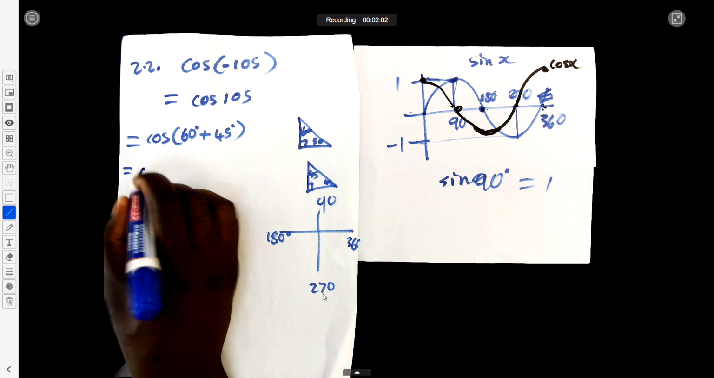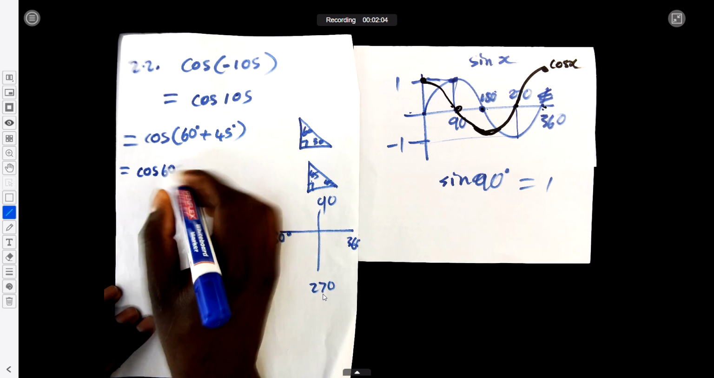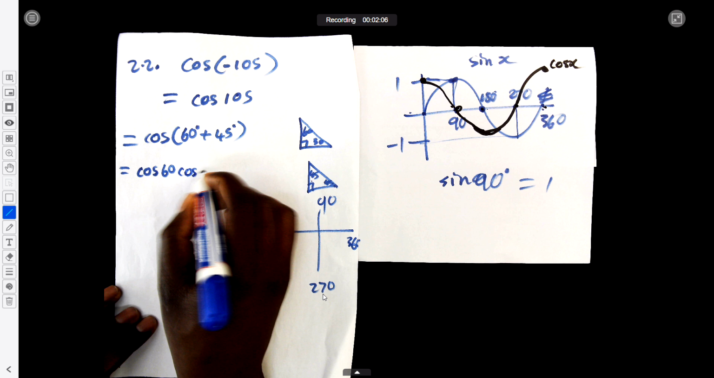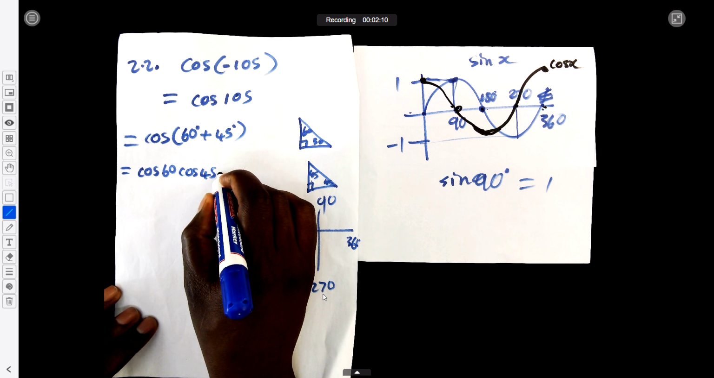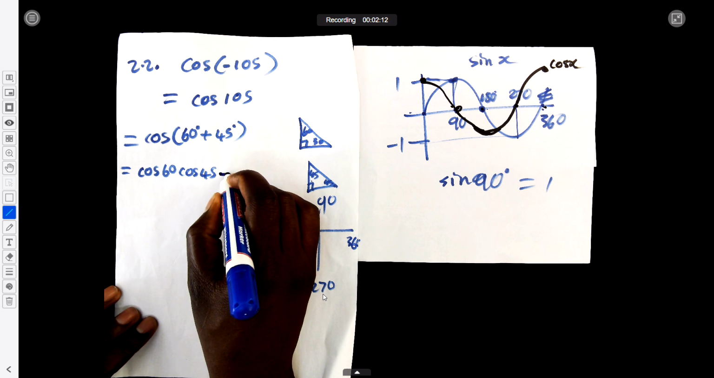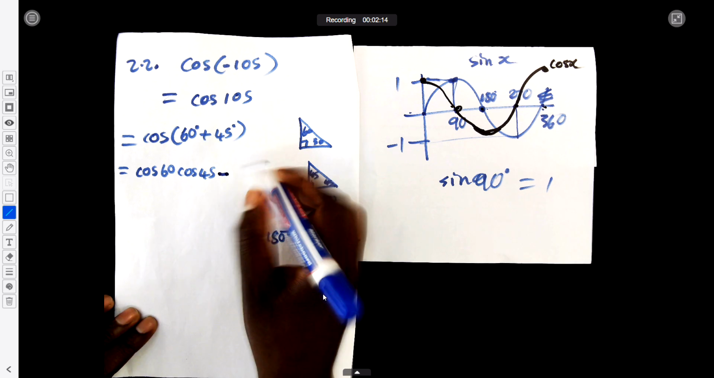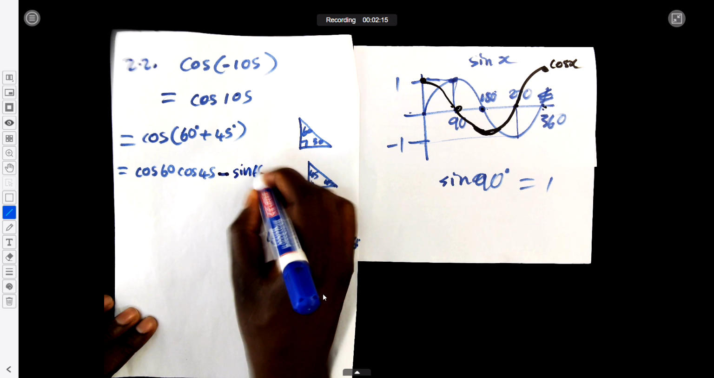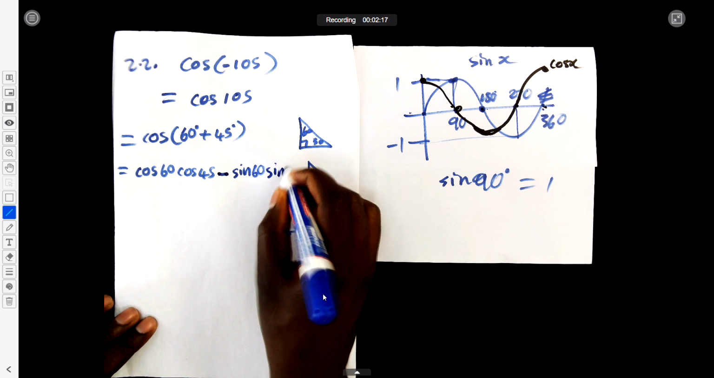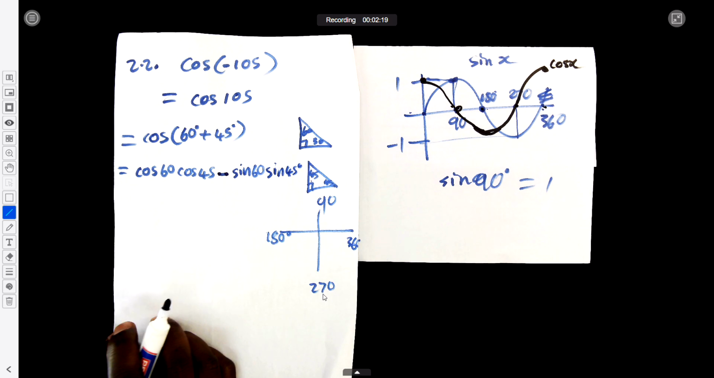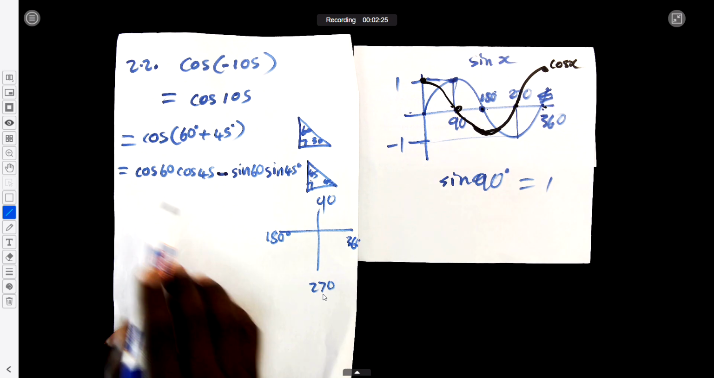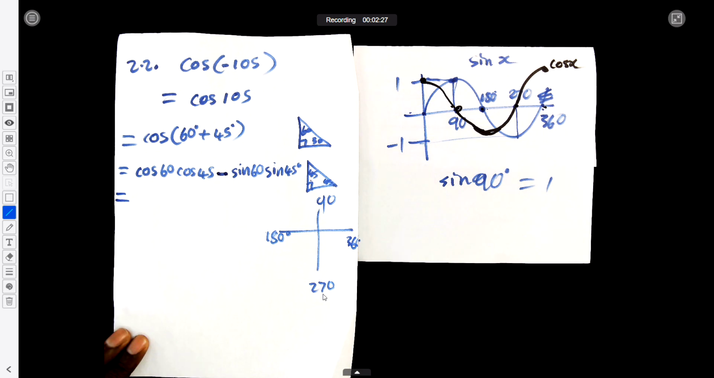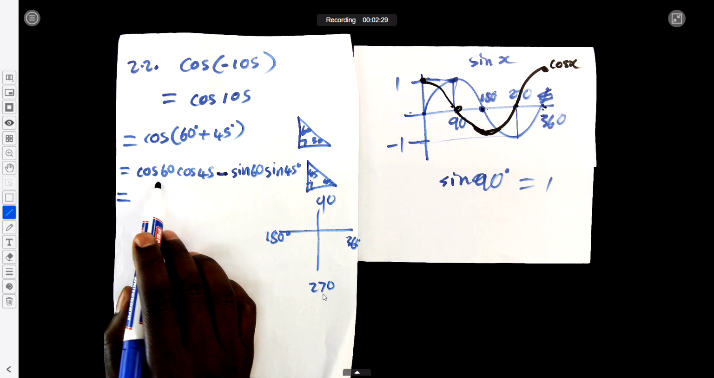We know that cos 60 times cos 45, isn't it? The formula says if it was minus, then the sum of angles here is going to be minus. Therefore, we'll have sine 60, sine 45 degrees, isn't it? So these are compound angles, the ones we wrote yesterday. So, without the use of a calculator, what is cos 60?